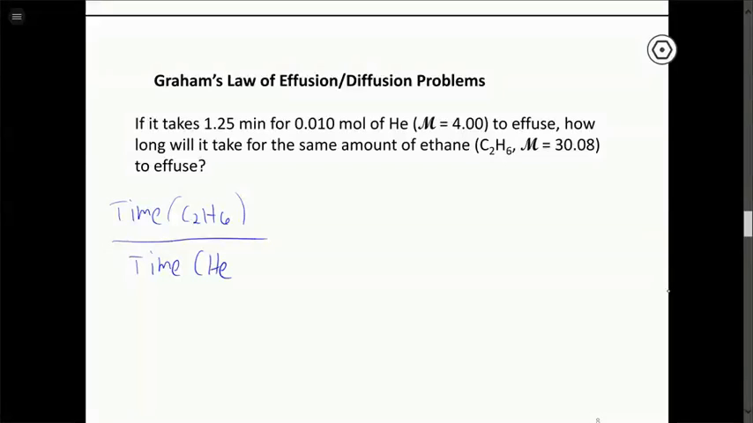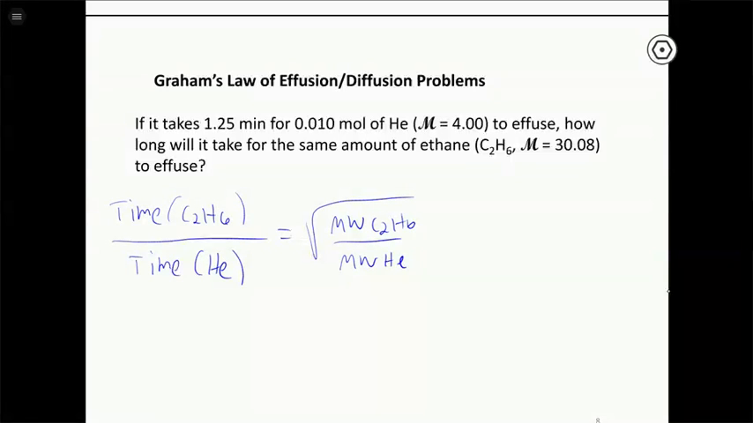for helium. And then again, because this is time, which is inversely related to rate, we have to then flip one side of the equation. So for time, it's going to be the direct ratio of the molar masses, C2H6 over helium. Because we're talking about time in this case, we do have to flip this side of the equation, because the heavier gas is going to take the longer time, the lighter gas is going to take the shorter time, and so on. So this is the form of the equation we're going to use.